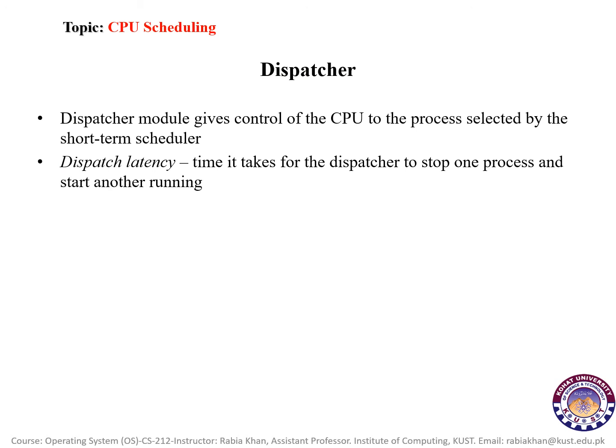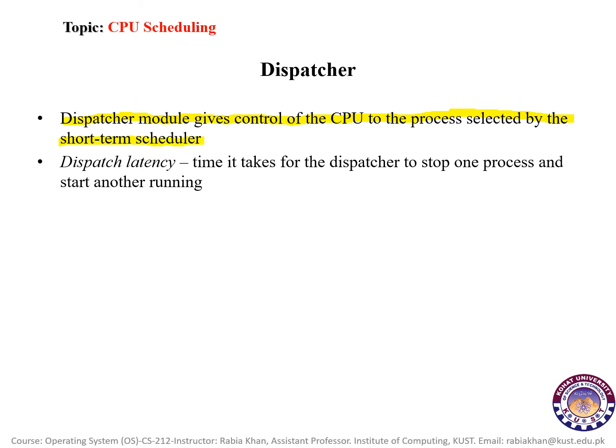Now, what is dispatcher? As I just said, selection of processes or organization of RAM is being done by the CPU scheduler or short-term scheduler. Now, what is dispatcher? Dispatcher basically is a function or a routine of the operating system. It is a module that gives control of the CPU to the process which has been selected by the CPU scheduler or the short-term scheduler.